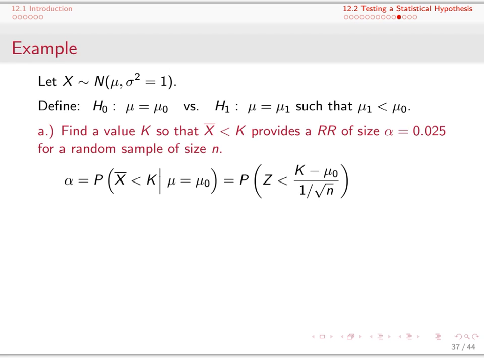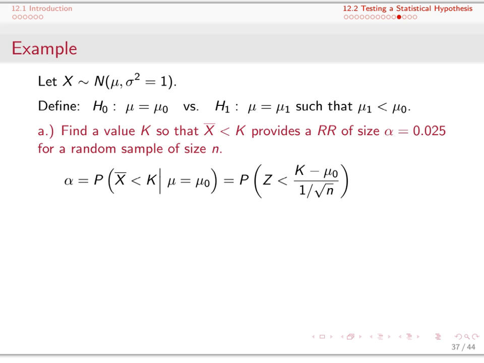Let's consider one last example. Here we'll start with a random variable x that has a normal distribution with mean mu and variance equal to 1. And suppose we define our hypotheses to be as follows. The null hypothesis states that mu is equal to some mu naught, which is just a number, versus the alternative that mu is equal to mu 1, which is strictly less than mu naught.